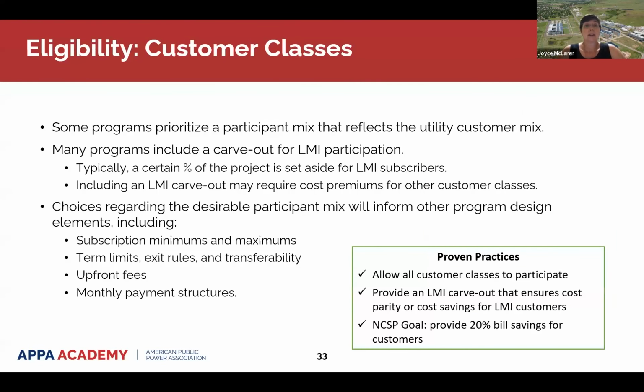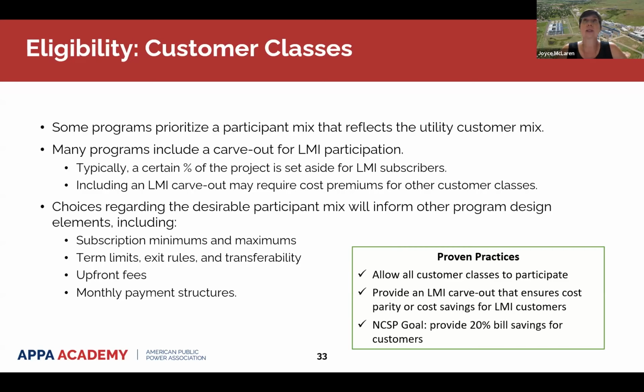So the next element is customer classes. And it's just basically who are you going to allow to be eligible to participate? So it's related to the anchor tenants. Some programs prioritize having a participant mix that reflects the customer mix of the utility. Like I said, that may or may not be a goal of yours. And many programs do include carve-outs for low and moderate income participation. Typically, that would be a percent of the project that's set aside for LMI subscribers.